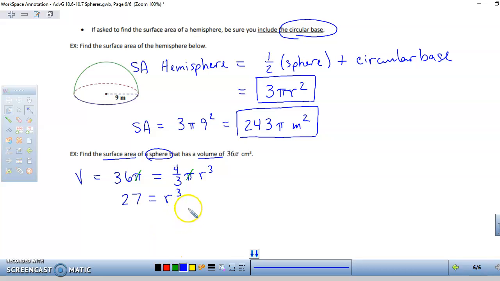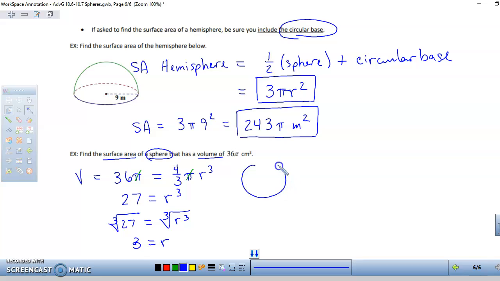All right, so this is your first introduction into a cubed root. Calculators have different options. If you need help figuring out where your cubed root is, I will help you with that in class. But you are going to take the cubed root of both sides. Basically, you want to think of a number where if you did it times itself 3 times, you get 27. In this case, that is going to be 3. So 3 times 3 is 9, times 3 is 27. So I have a radius of 3.